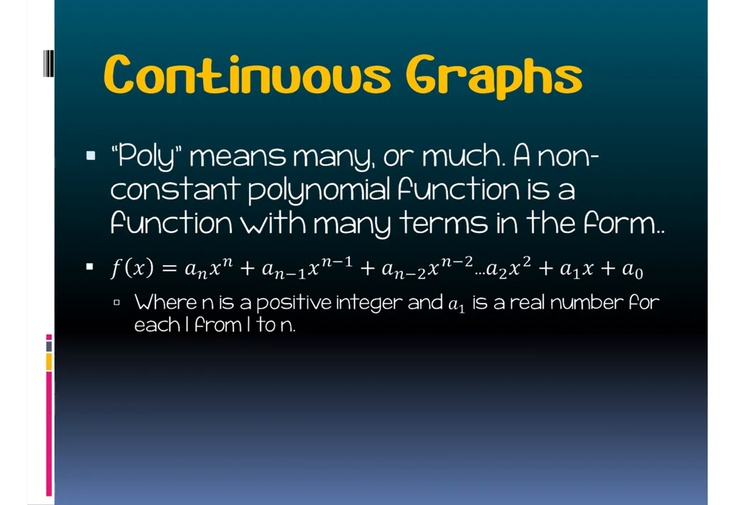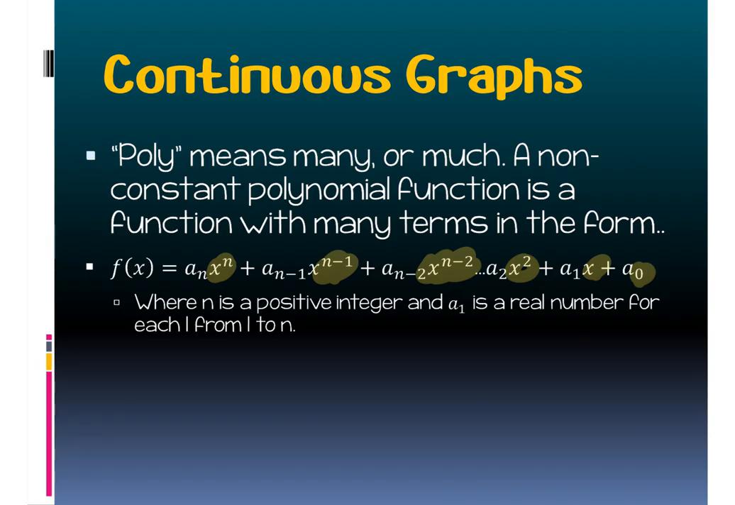Poly means many or much, okay? A non-constant polynomial function is a function with many terms in the form of, and this big, long, obnoxious thing just means that there could be all these variables. So x could be variables, right? And the way that they are put in order is decreasing degree order.